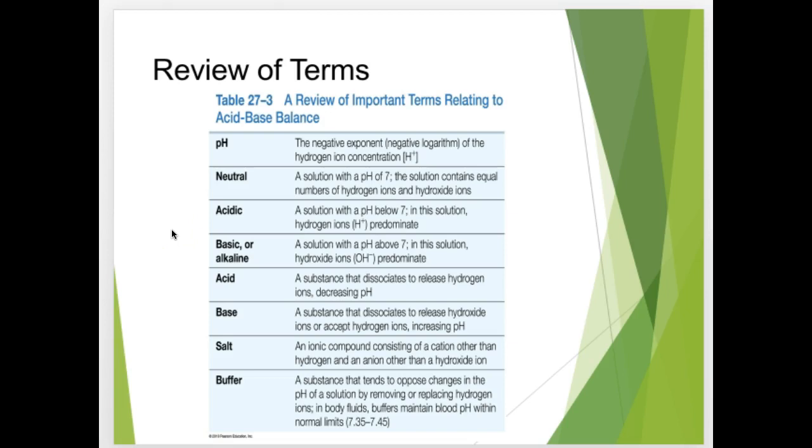All right. And that just means that if something is more acidic, it has more hydrogen ions. If something is more basic, it has that hydroxide ion. If you've taken a basic chemistry class, this should look a little bit familiar.